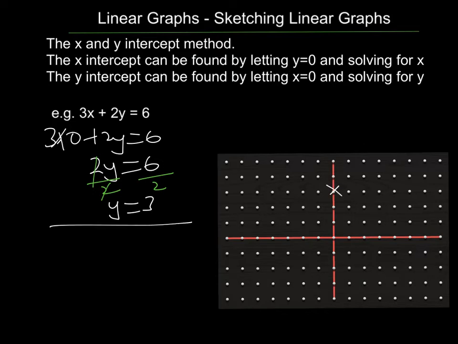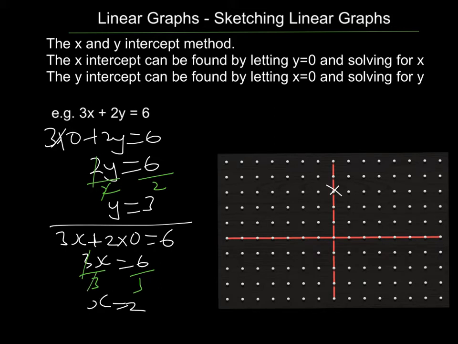Now let's make y equals 0. 3x plus 2 times 0 equals 6. So 3x equals 6 because 2 times 0 is 0. Divide both sides by 3. These cancel. X equals 2. So 2 is where the x-intercept is. Now I just need to sketch a line. And there is the graph.